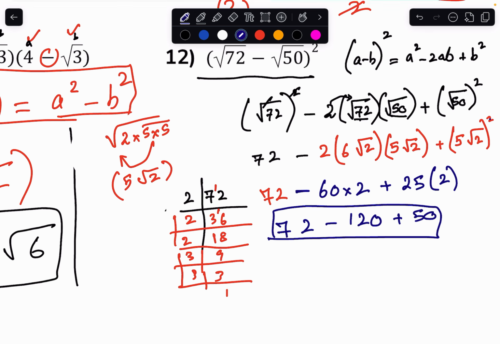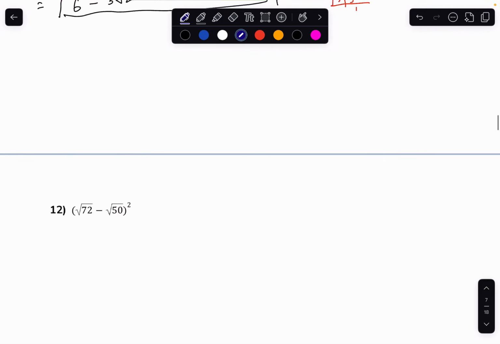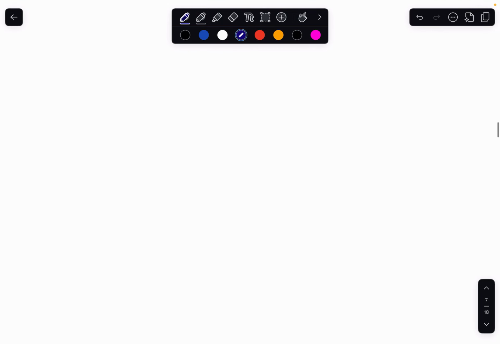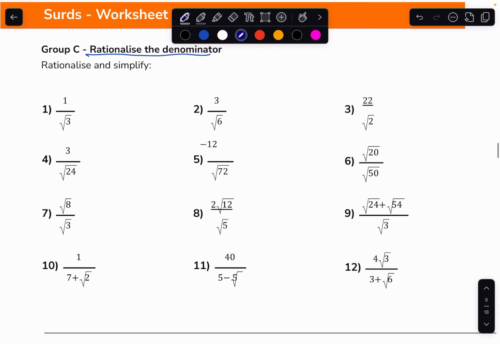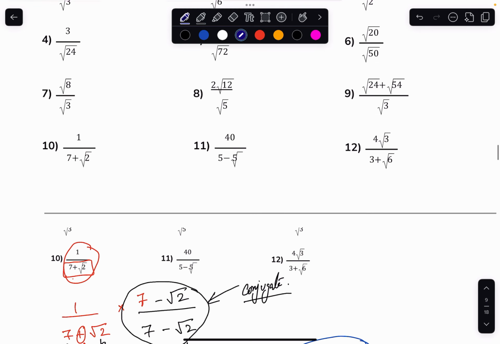Now we just have to solve this. You can do it in your calculator. 72 minus 120 plus 50, and that gives you 2. That's your answer. Now the only part remaining in this is doing the surds thing. Okay, surds, rationalizing the surds.